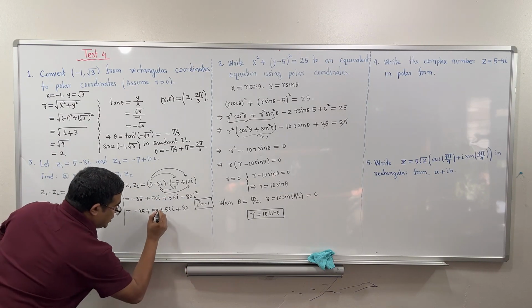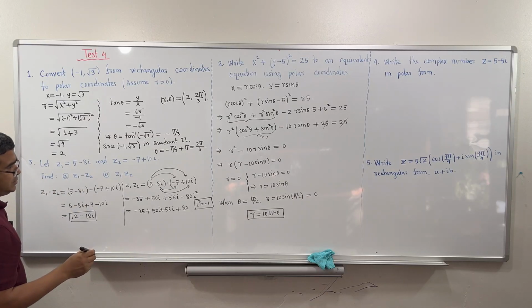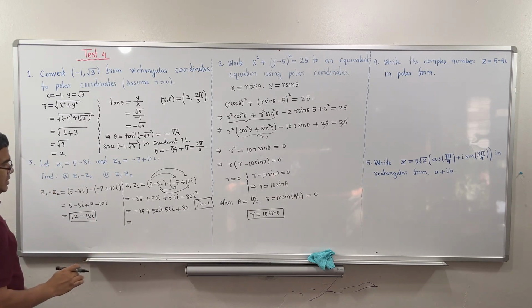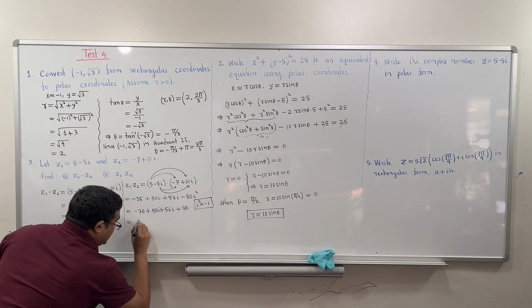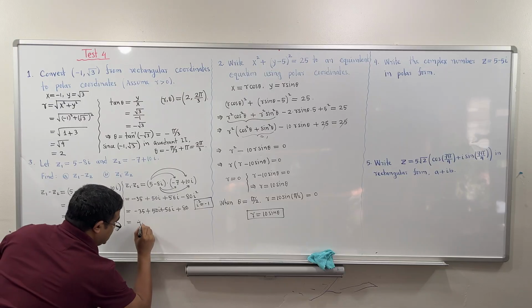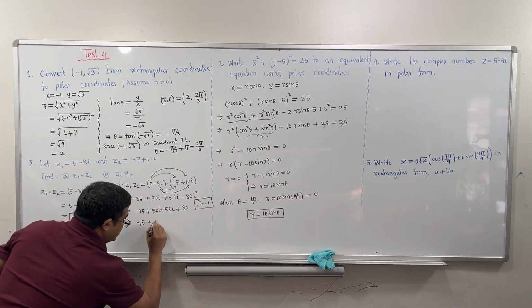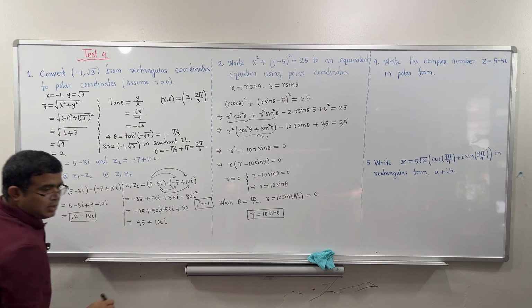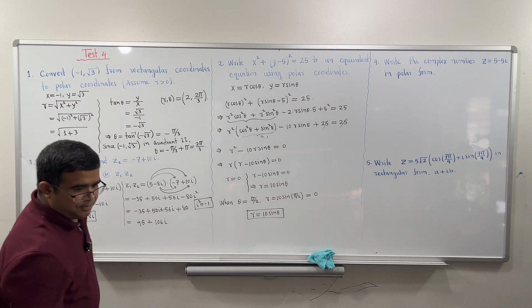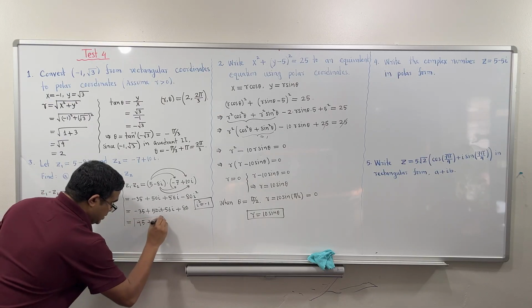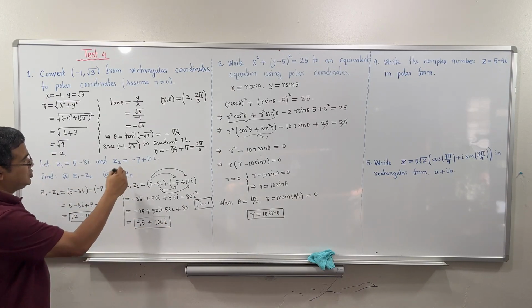Now if you simplify the real part, it would be 80 minus 35, that would be 45, and this one if you add, it would be 106i. So 45 plus 106i. This is the product of those two complex numbers.